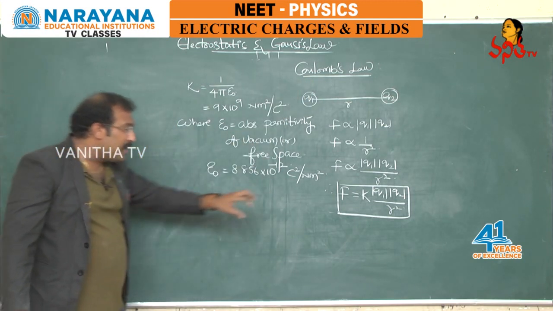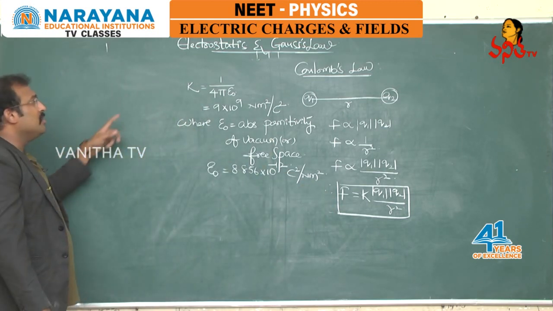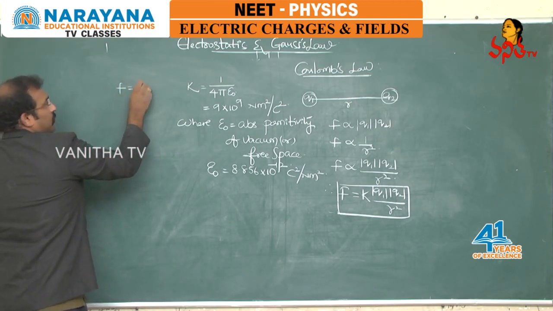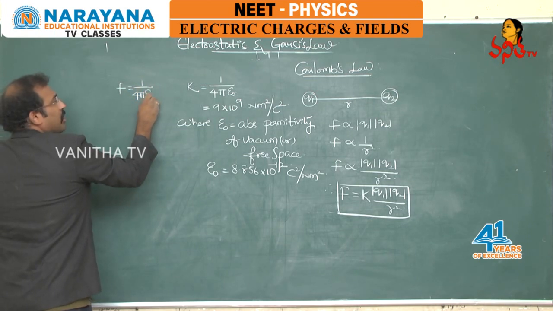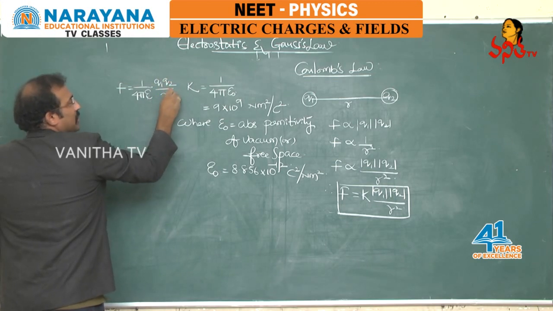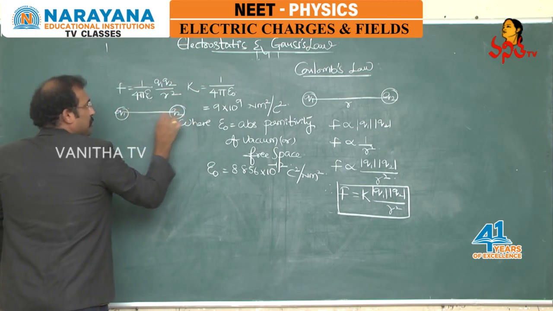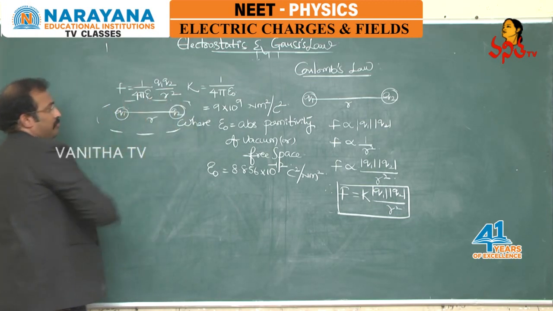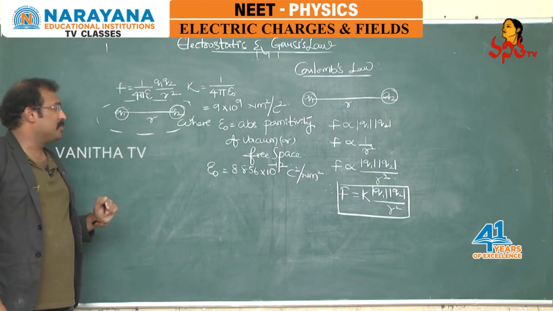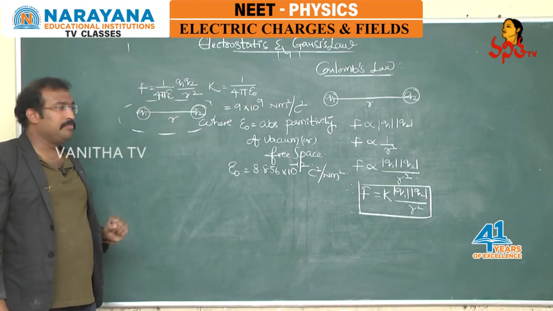Now if these charges are placed in any other medium, let us say I have taken these charges into petrol. So F is equal to 1 by 4 pi epsilon, Q1 Q2 by r square. Q1 and Q2 are the two charges separated by a distance in any other medium, other than vacuum or free space. In this medium, this is the force between the two charges, which is affected by the medium.